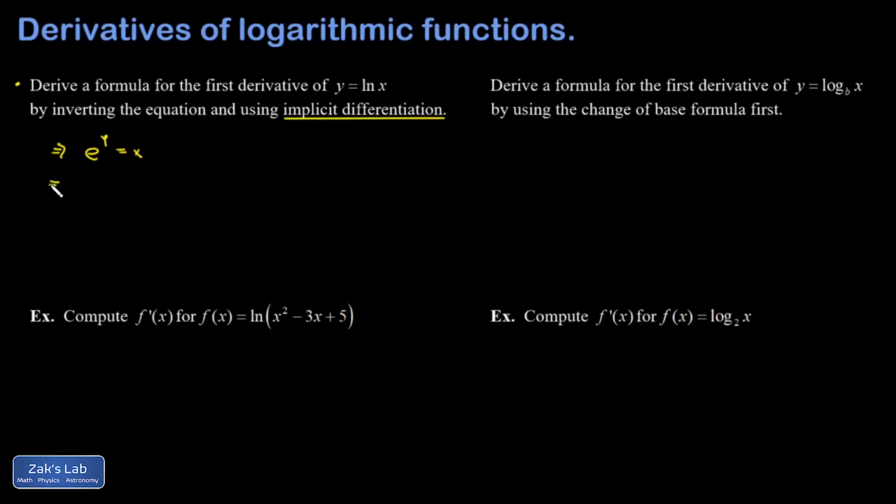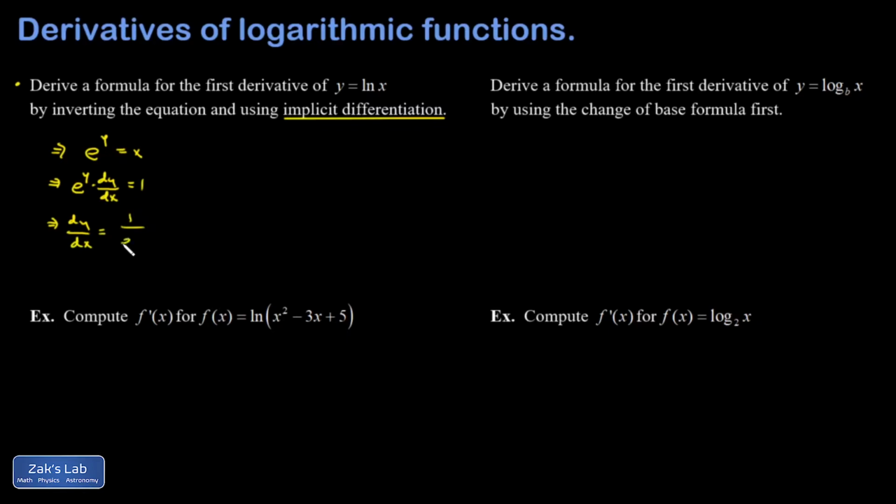When I differentiate with respect to x on both sides, well, e to the y is a function of a function because y is a function of x. So when I differentiate with respect to x, first I differentiate e to the y with respect to y, then I multiply by the derivative of y with respect to x. That's the chain rule. On the right-hand side, I get 1 because the derivative of x is 1. And then the whole point is to solve for dy dx.